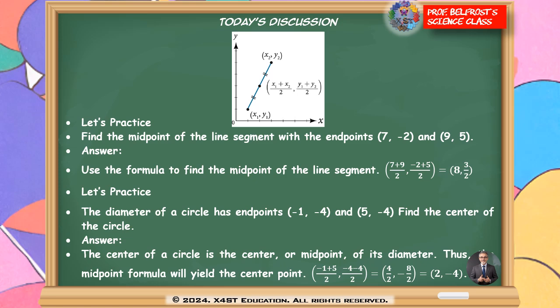Second example: the diameter of a circle has endpoints (-1, -4) and (5, -4). Find the center of the circle. So here's the solution. Very easy too, right? The midpoint is actually the center. The center of a circle is the midpoint of its diameter. So the midpoint formula will give us the center point, as shown, and it gives us (2, -4).